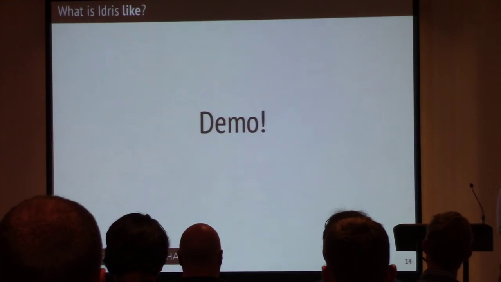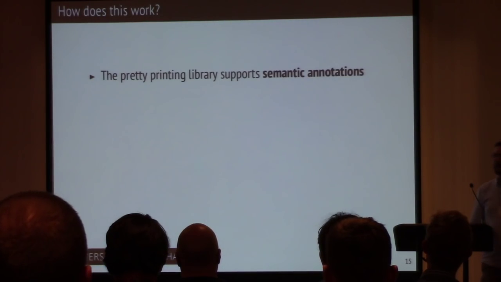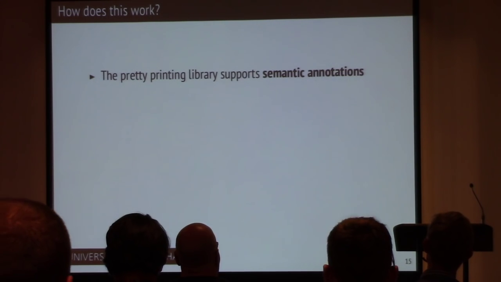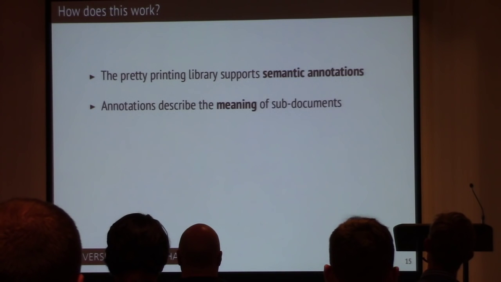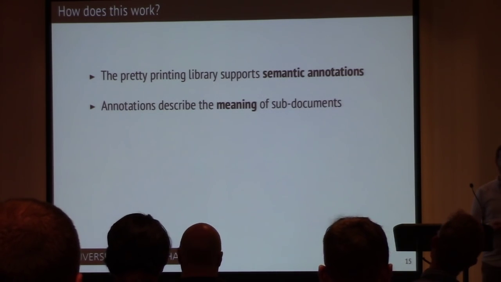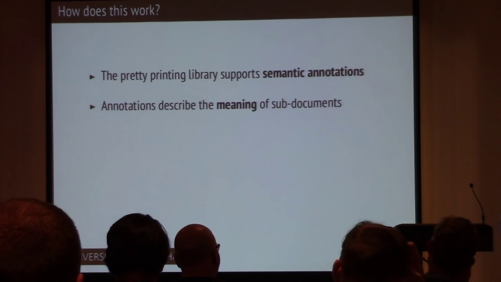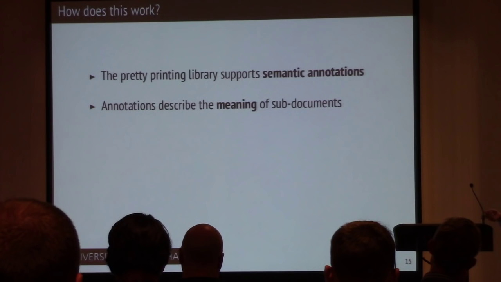Okay. So that's just a little demo of the kinds of things we can do in Idris today that I love to be able to do when I'm actually working on Idris. So the way this works is that we have a pretty printing library that supports semantic annotations, which is to say that the pretty printing document is annotated by little bits of data that describe the meaning of the sub-documents. So if I pretty print a term, I annotate it with the actual term that I pretty printed.